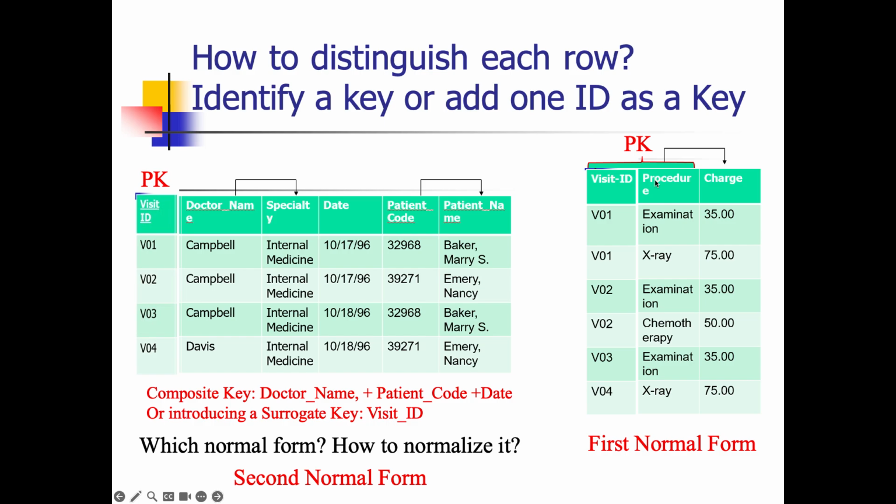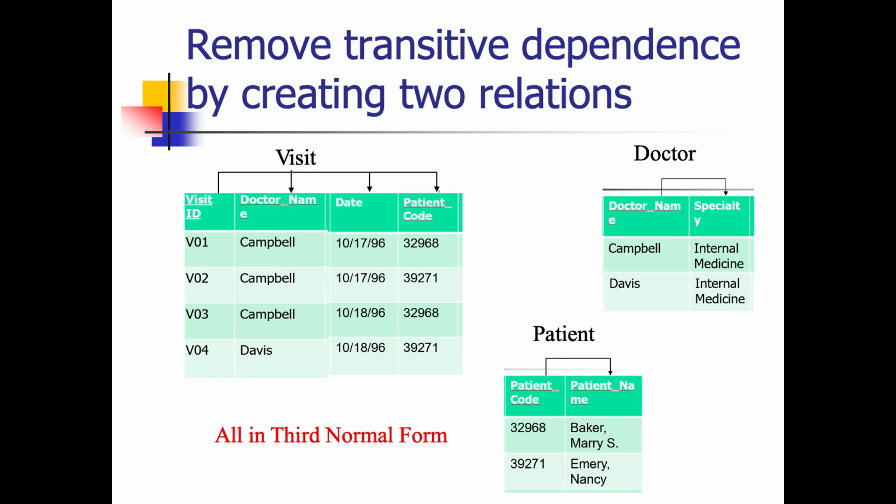We may have partial dependency, and we actually have, because the charge, the amount that the doctor charges, depends on the procedure that is done, right? If it's an X-ray, it might, for example, be more expensive than a normal examination. So this is a composite primary key. We have partial dependencies, so it is not in 2NF. We need to further normalize it into 2NF, right?